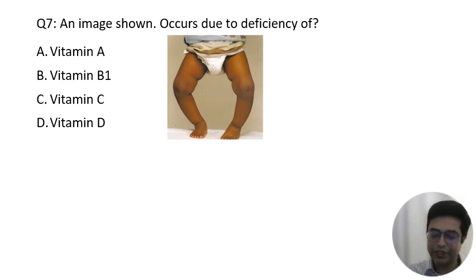Question number 7 is showing an image. It occurs due to deficiency of which vitamin? This child, as you can see, is having bow legs, right? Bow legs are a feature of, obviously, rickets. It occurs due to vitamin D deficiency.